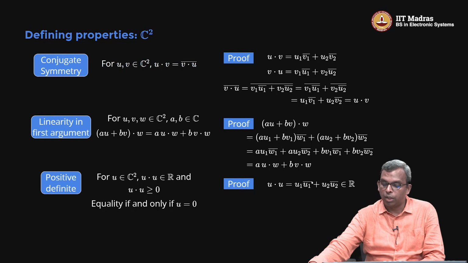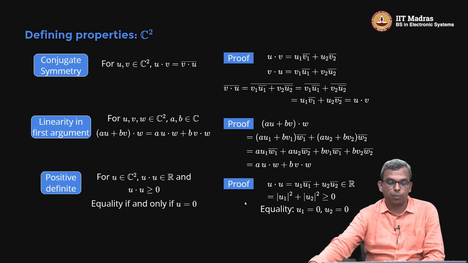u dot u is u1 u1 bar plus u2 u2 bar, right? So the u itself is conjugated here. Now, u1 u1 bar is a real number, and u2 u2 bar is also a real number. In fact, each of these is the magnitude squared: this is u1 magnitude squared, this is u2 magnitude squared. Clearly this is greater than or equal to 0, and equality happens only if u1 is 0 and u2 is 0. So these three are the defining properties. This is how an inner product is abstractly defined. You can start with these properties and show that what I defined as the inner product satisfies them.